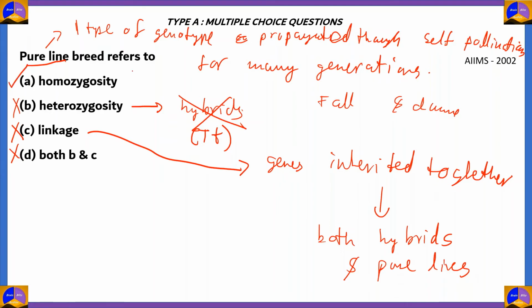Right answer is option A, homozygosity. So pure lines can either be completely tall, capital T, or they can be completely dwarf, small t. And homozygosity refers to the one type of genotype which is propagated through self-pollination for many generations. So pure line breeds exhibit homozygosity, and they refer to homozygosity of the alleles.